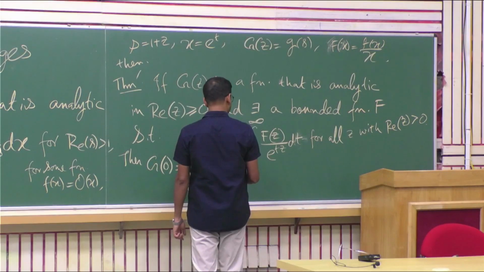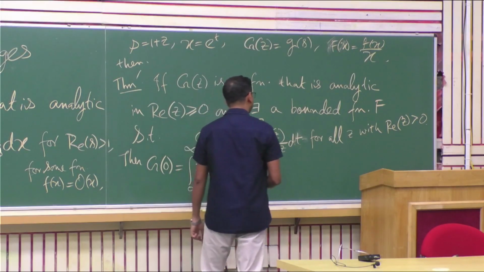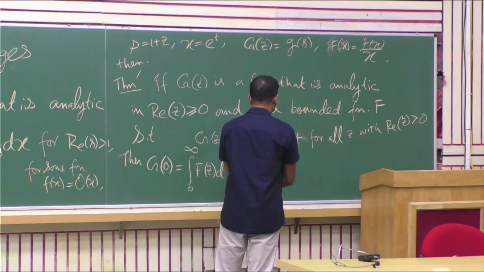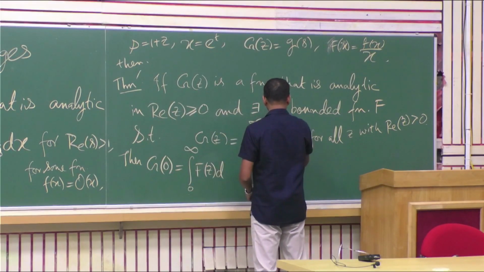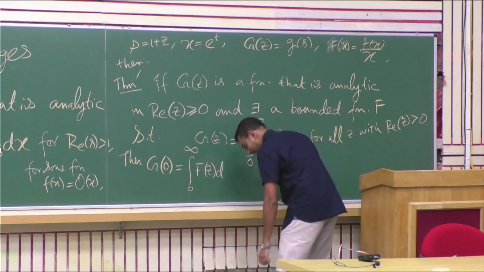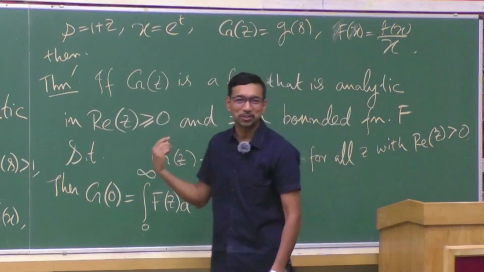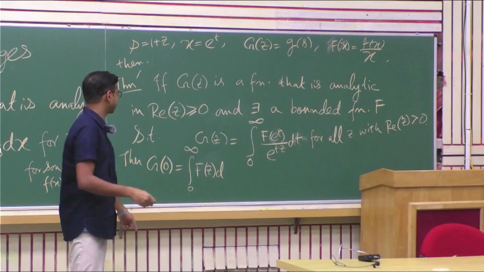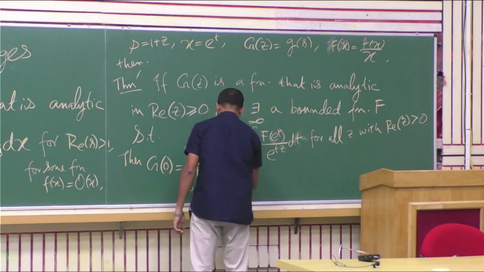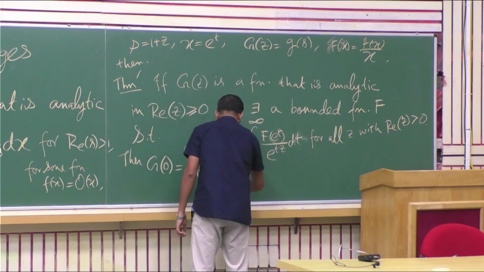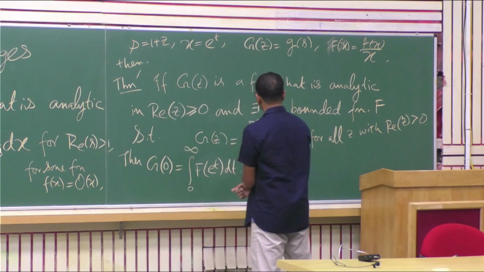Wait a minute. So it is F of e to the power t, capital F of e to the power t. Right, yeah, that was the thing, because it was f x. Thank you. So G of 0 is the integral from 0 to infinity of F of e to the power t dt.